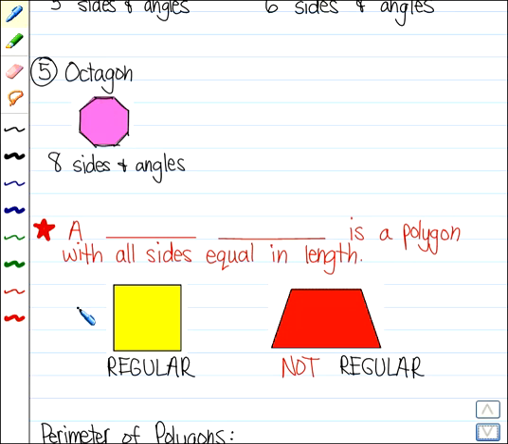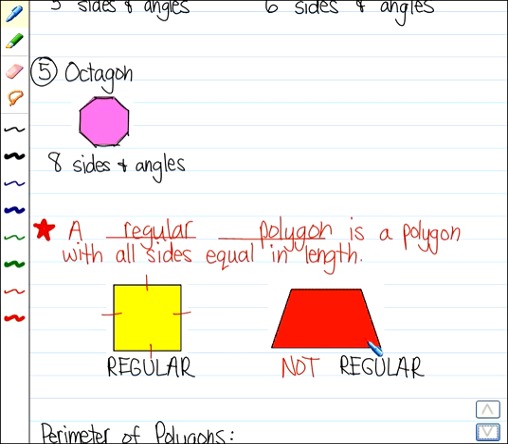Now one point here we want to review, because you are going to be seeing some example questions like this, is that we have a special type of polygon which is called a regular polygon. And a regular polygon is basically just a polygon with all sides equal in length. So for example, this square here, we know it's a polygon because it's a quadrilateral, it's a closed figure with all straight sides, but all of its sides are equal in length. So it would be considered regular since all of its sides are equal in length.